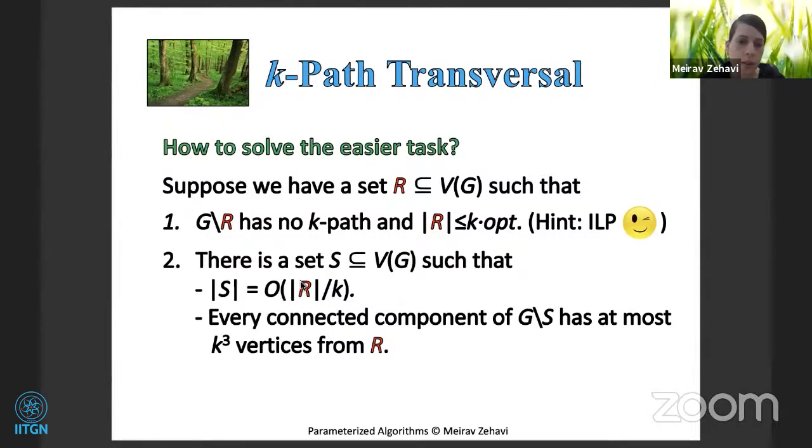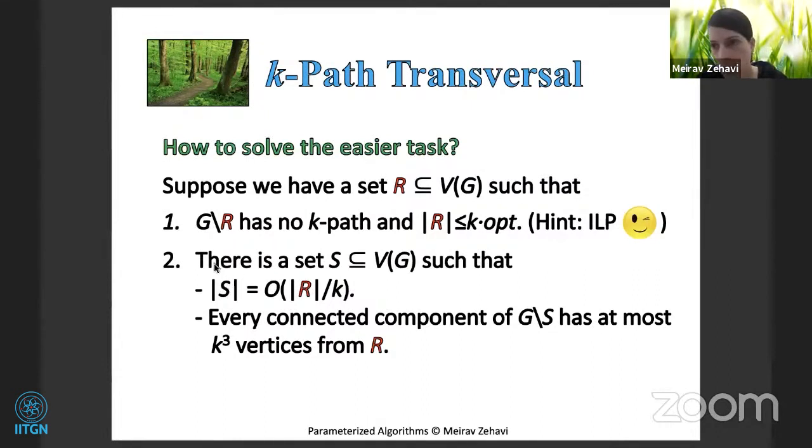We want the property that there exists some set S of vertices, such that the size of S is at most order of the size of R over k, and every connected component in G minus S has at most k to the power of 3 vertices from R. In fact, we will show that for any set R of at most k opt vertices that hits all k paths, the second property is true. So we will show that whenever you find a set R that satisfies the first condition, then necessarily the second condition is satisfied.